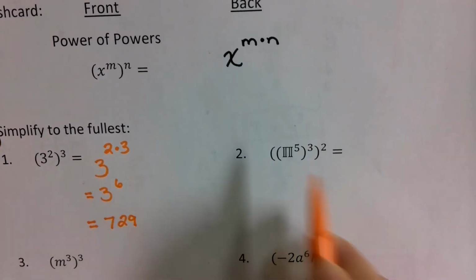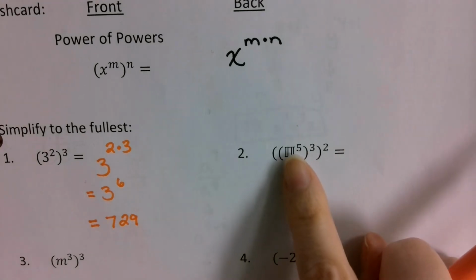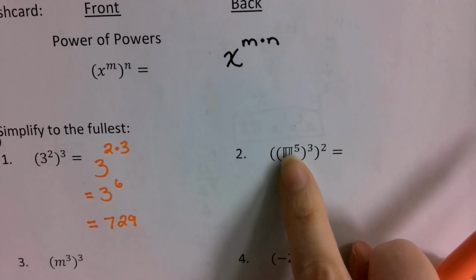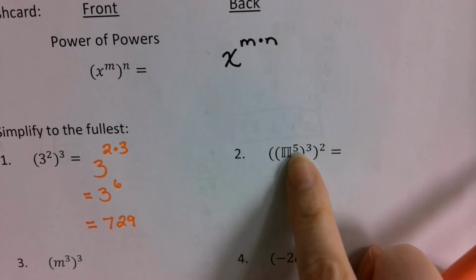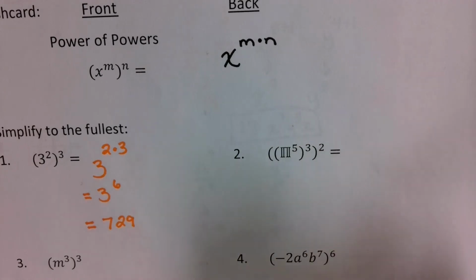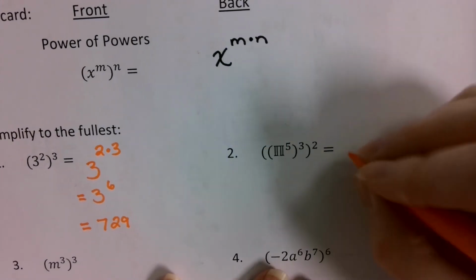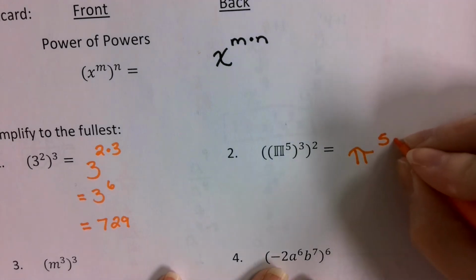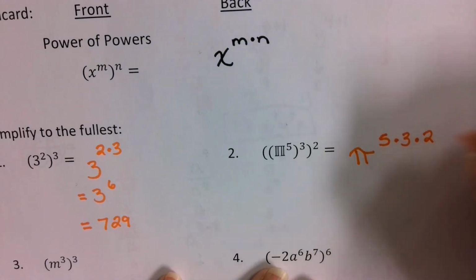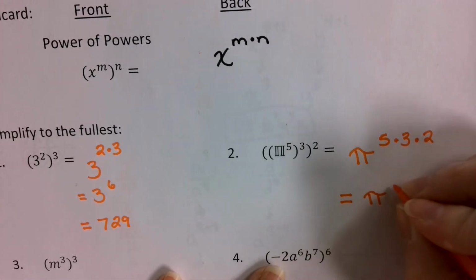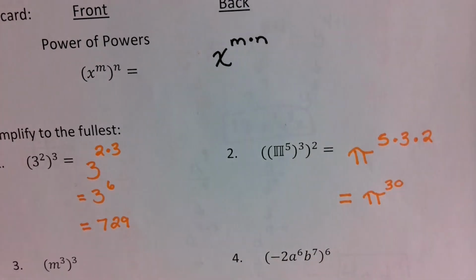Okay. Problem number 2. Here we've got the Greek value pi. So we'll just leave it as Greek terms. We'll leave it as pi. But pi is raised to the 5th power, and then it's raised to the 3rd, and then raised to another power of 2. So it has more than just 2 exponents, and now it has 3 exponents. So again, we're taking that value of pi, and we're multiplying the exponents together. 5 times 3 times 2. And what is 5 times 3 times 2? 30. So we get pi to the 30th power.